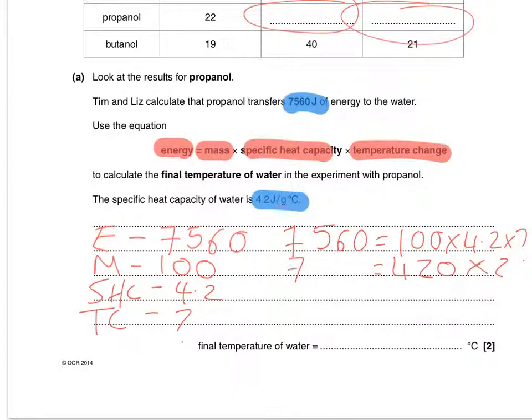Okay, and that still equals 7560. So to find the question mark, we need to move 420 from here over to here. How do we do that? We divide by 420 on both sides. So we go 7560 divided by 420 equals question mark, which when you plug into your calculator, gives us 18. Okay, 18 degrees Celsius, 2 marks in the bag.